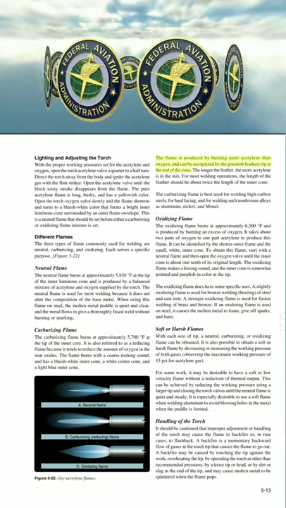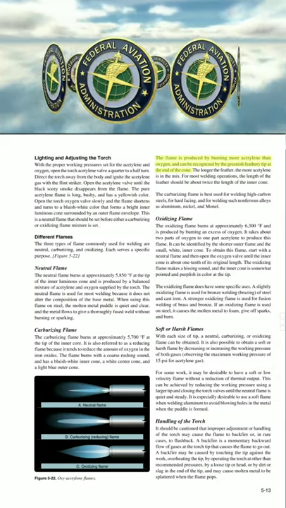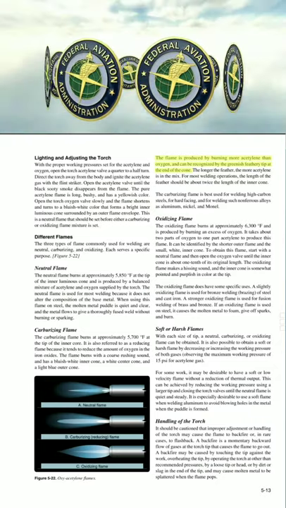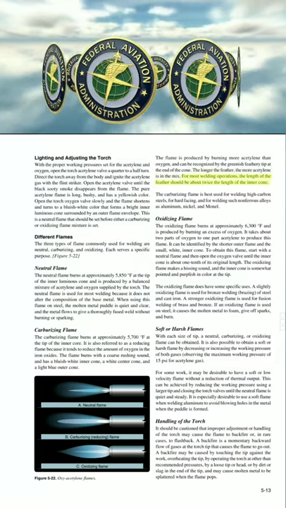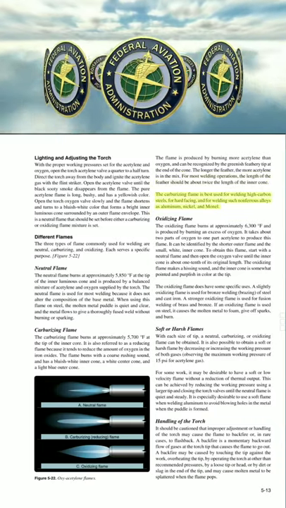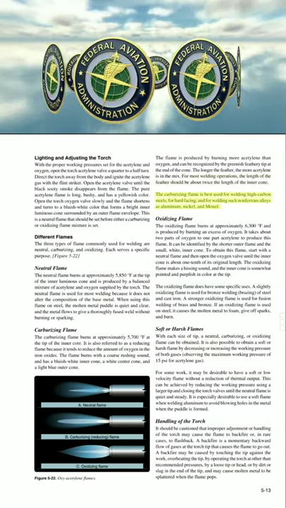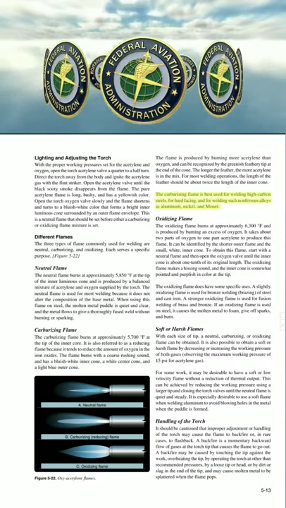Oxyacetylene flames. The flame is produced by burning more acetylene than oxygen, and can be recognized by the greenish feathery tip at the end of the cone. The longer the feather, the more acetylene is in the mix. For most welding operations, the length of the feather should be about twice the length of the inner cone. The carburizing flame is best used for welding high carbon steels, for hard facing, and for welding such non-ferrous alloys as aluminum, nickel, and manganese.